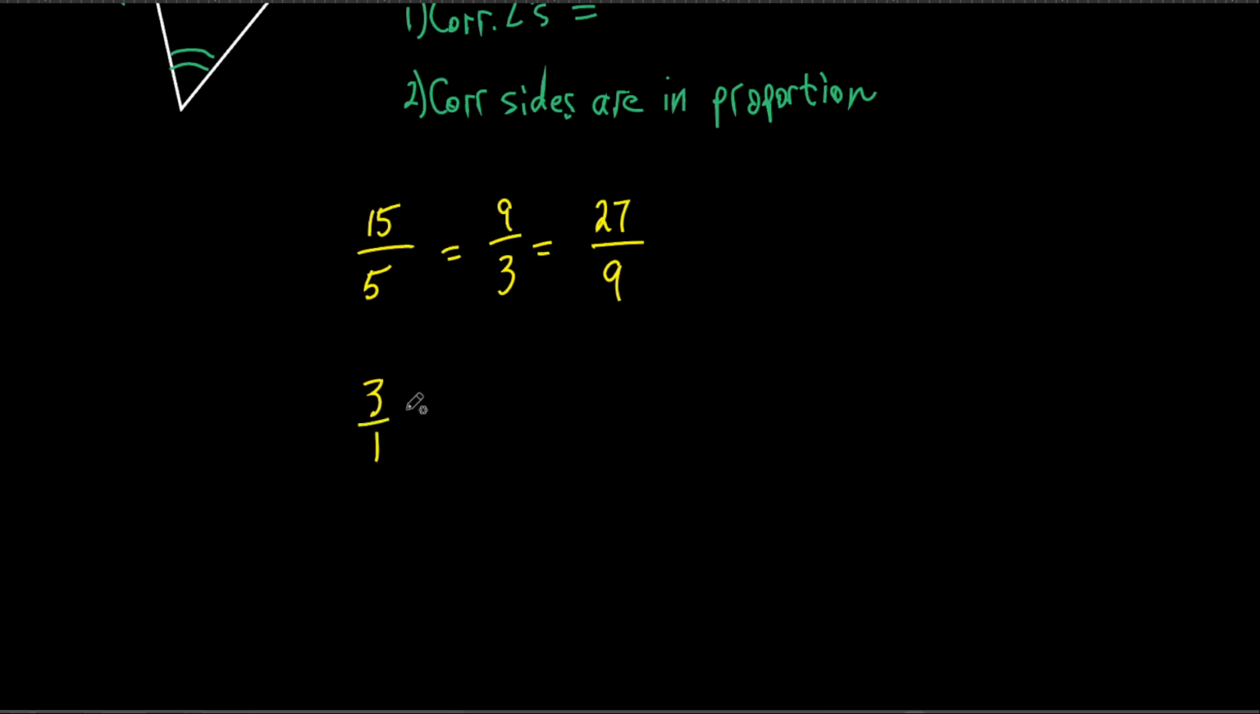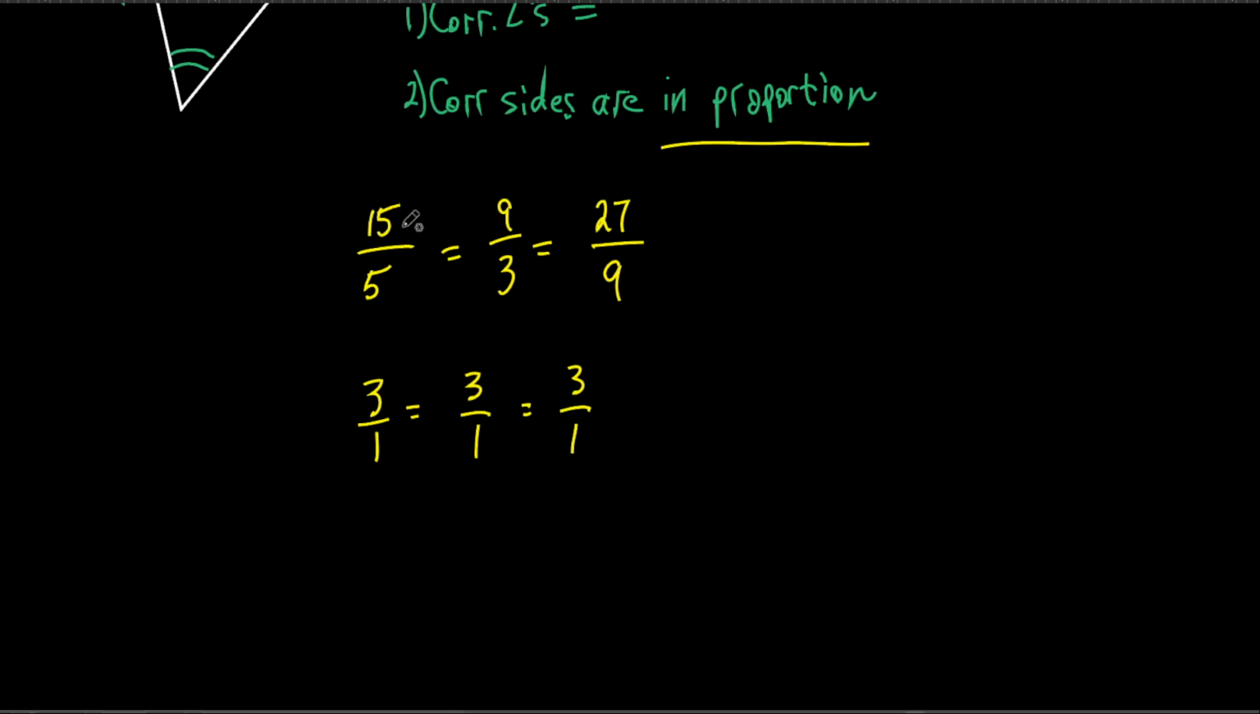It's 3 over 1, isn't it? What's 9 over 3? It's 3 over 1. What's 27 over 9? It's 3 over 1. Do they all equal the same thing? They do. So we say that these sides are in proportion. I just showed that the sides are in proportion.